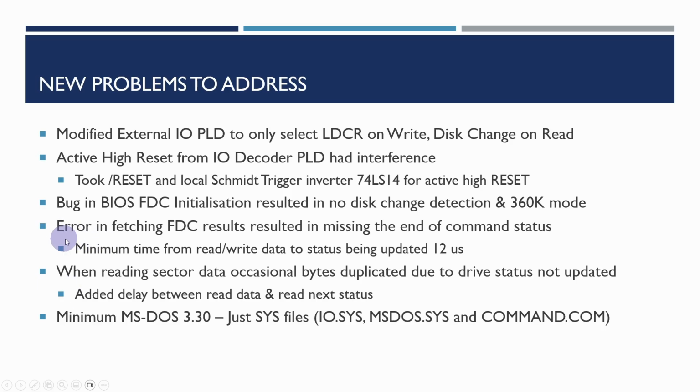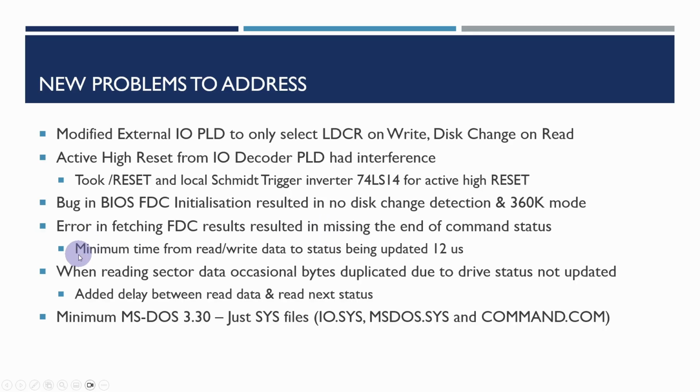Now this next one was probably the most significant, and there was a similar one down the bottom here. So I was getting errors in fetching the floppy disk controller results at the end of a command, and in particular what was happening is that it would return 7 result codes, but then it would end up trying to read an 8th result code, which would end up with an error. And what appeared to be happening is that it was ignoring the end of command status.